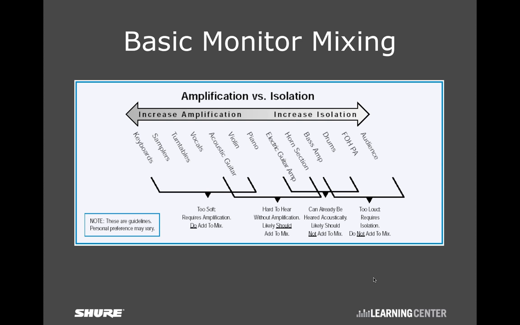Things like keyboards, for example, that are direct. Any direct signal, you're not going to hear it at all if you don't put it in your ear. So that should be the first thing that you add, anything that's electronic in nature. And then as you move from left to right across the spectrum here, these are additional things that you would definitely need to add to your ears, and things you maybe want to think about not putting in your ears because you don't need to.